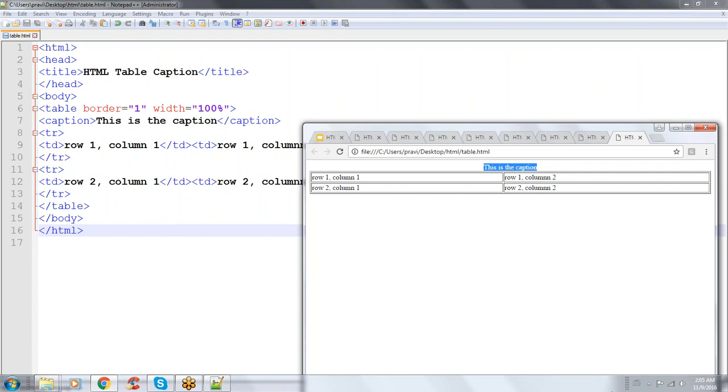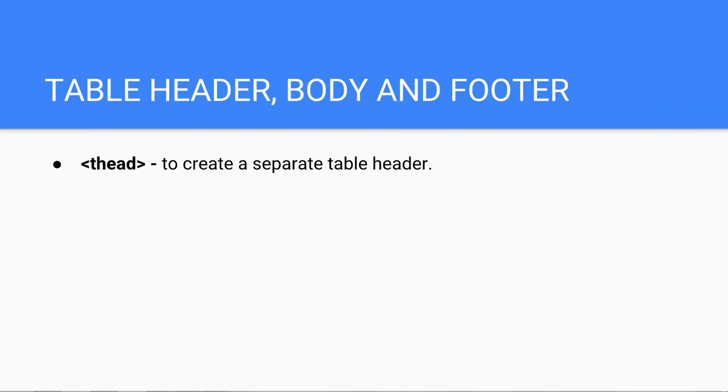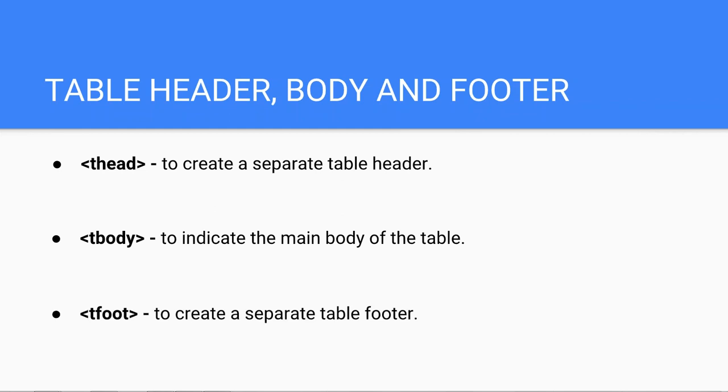The three elements for separating the head, body, and foot of a table are: the first one is thead, the table head. To create a separate table header, we use this tag. The next one is tbody, the table body, to indicate the main body of the table. And the next one is tfoot, to create a separate table footer.